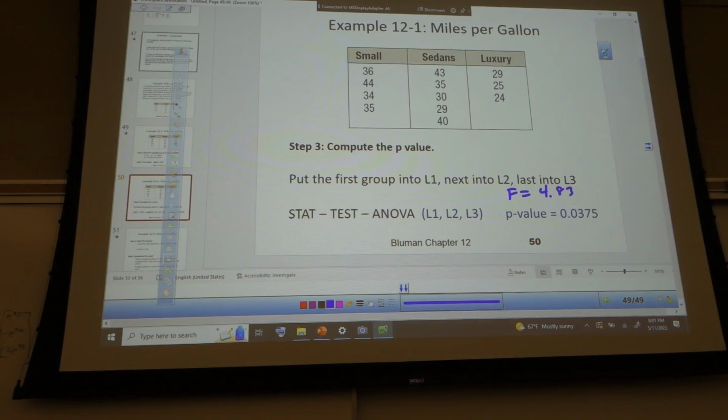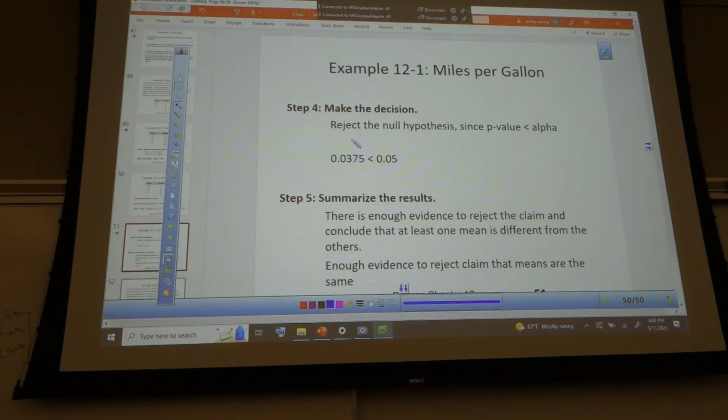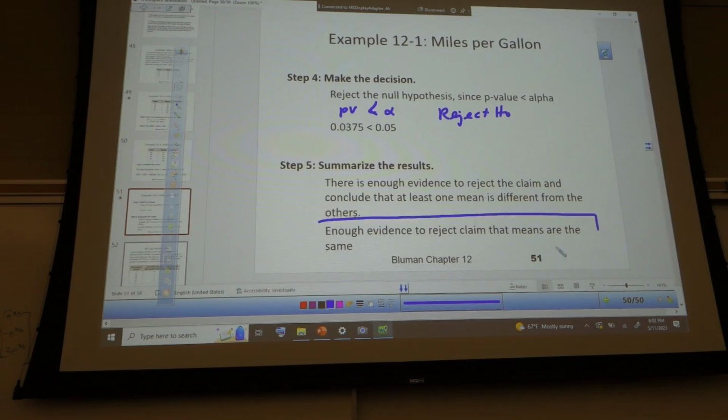All right, so the p-value is 0.0375, and that is less than alpha. So I'm going to reject H naught, which means there is enough evidence to reject the claim that the means are the same. You can just leave it like that. Good? All right, that's it.